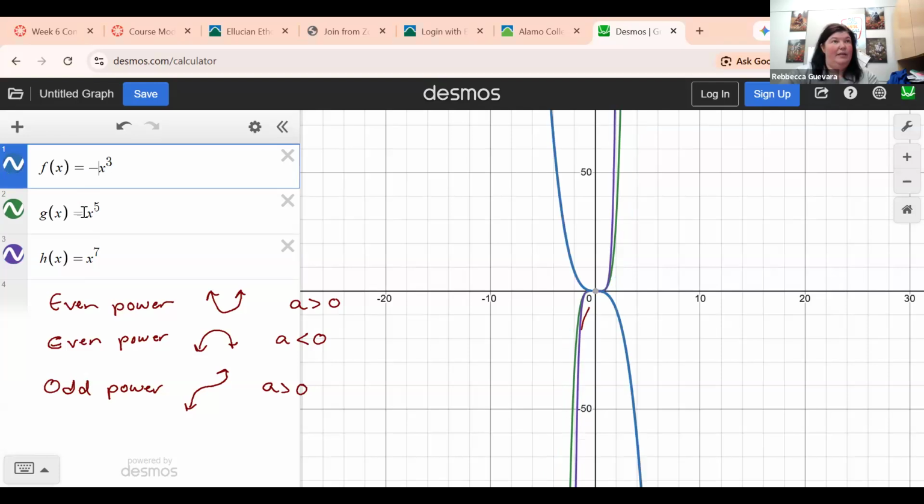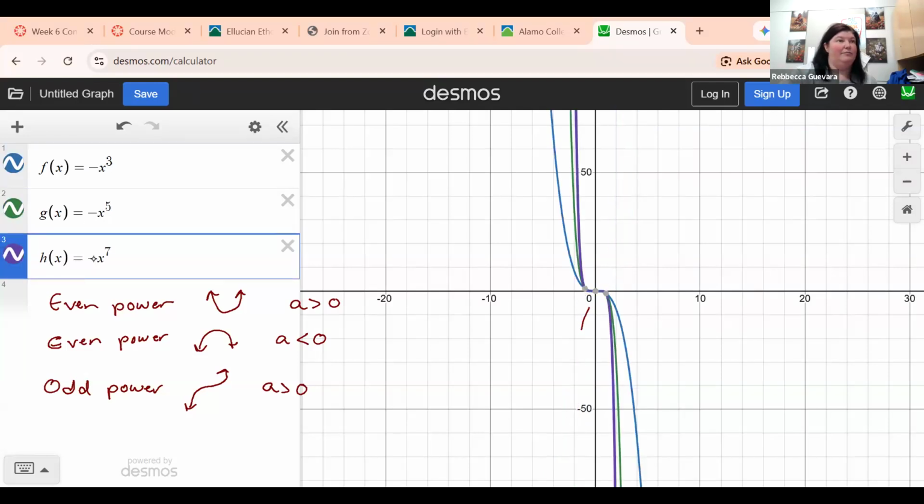Now if we make a negative coefficient out front, we see it all flips again. But we're still getting that same basic kind of shape there. It's still that little snake curve. So this is what's going to be part of our leading term test.